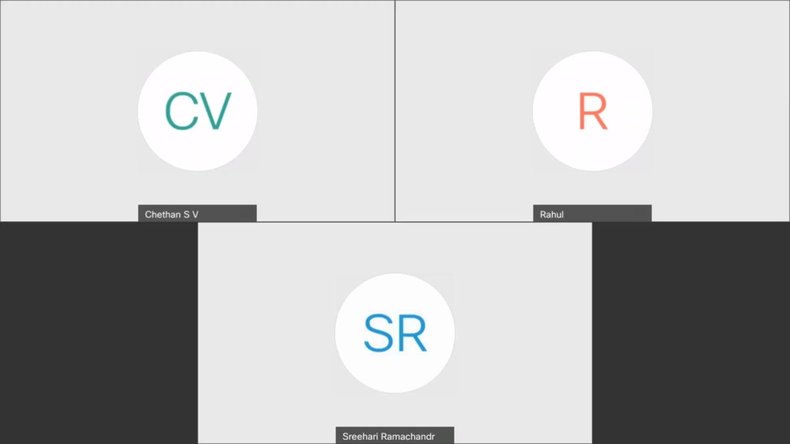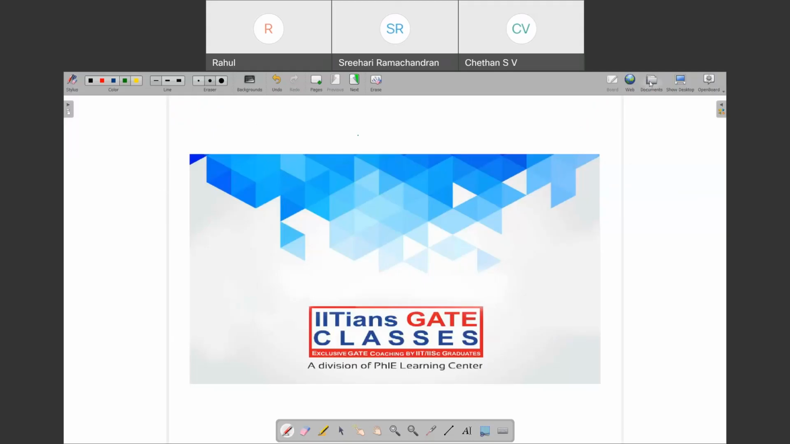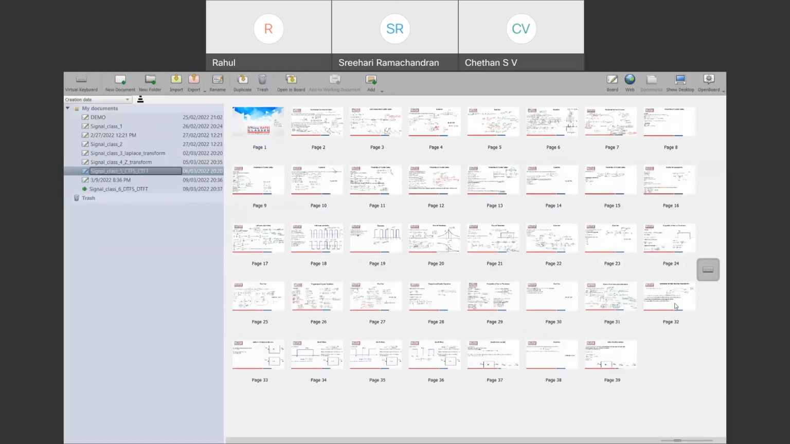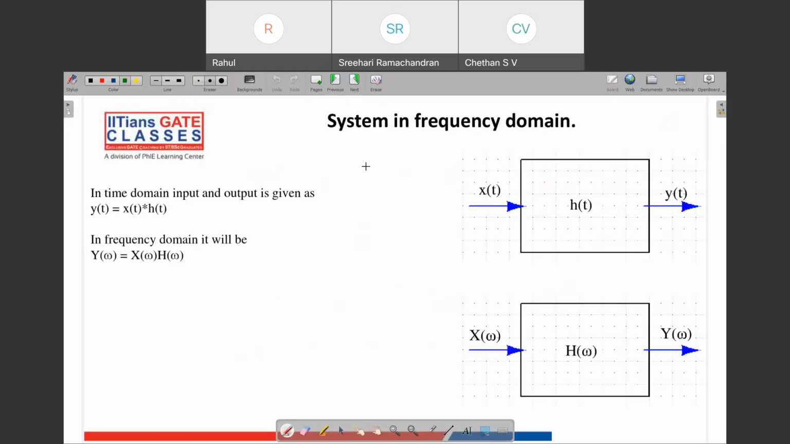In the last class, we were discussing the continuous time Fourier transform. So today we'll start with the continuous time Fourier transform in the system domain. For a system, what is the usefulness of this Fourier transform? Let me open it here.